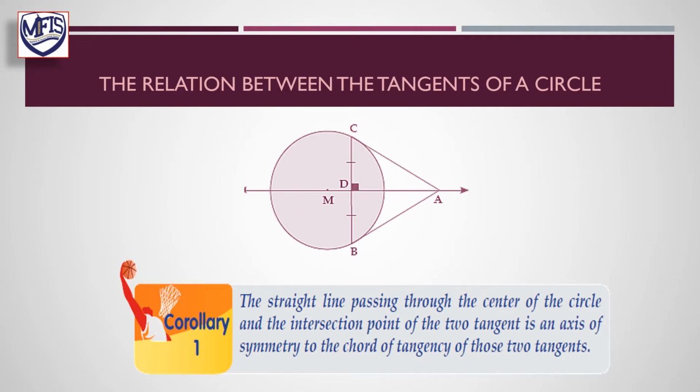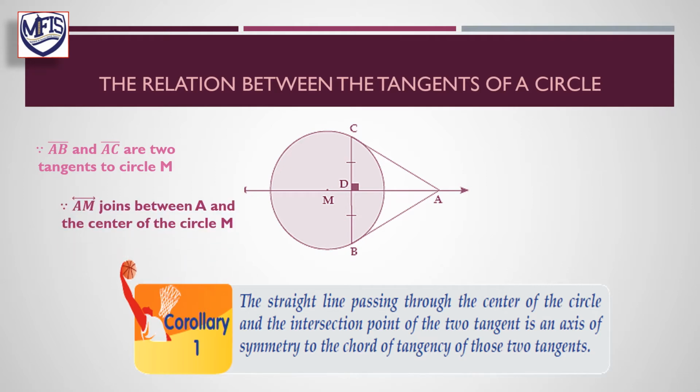So, since line segments AB and AC are two tangents to the circle M, and straight line AM joins point A and the center M, therefore straight line AM is an axis of symmetry of chord BC. That means CD equals BD, and also line AM is perpendicular to CB.